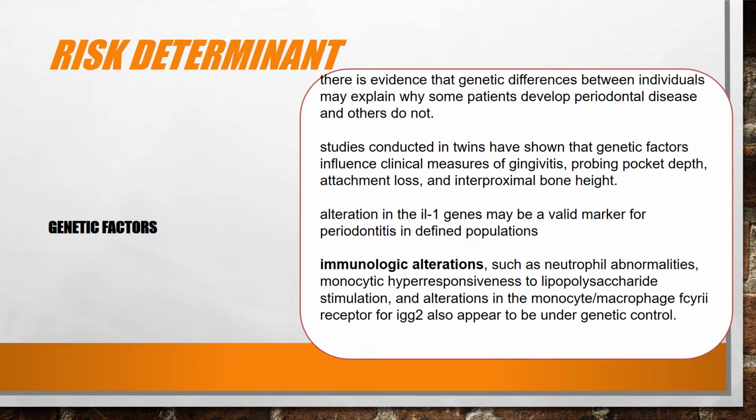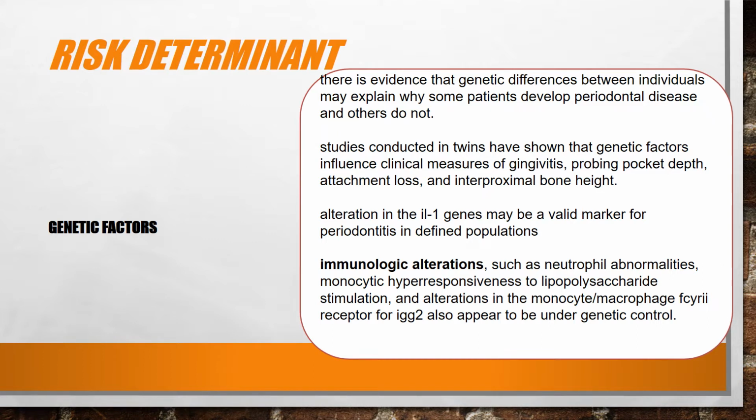Then coming to the risk determinants, that is, the risk factors that cannot be modified. Under that, the first one is genetic factors. There is evidence that genetic differences between individuals may explain why some patients develop periodontitis and some others do not. So they have conducted various studies, one of which is the twin study.